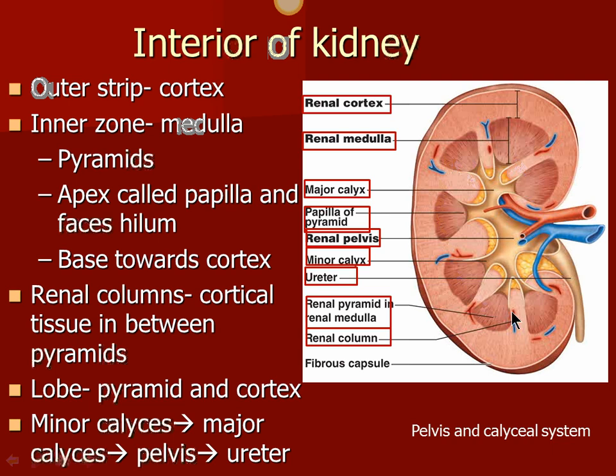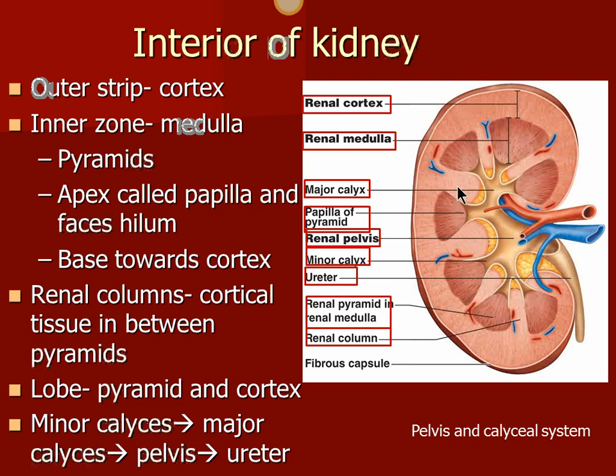You have about 8 or 10 of these pyramids. And in between the pyramids, you have a bit of cortical tissue which goes in and forms a little column in between. So this cortical tissue goes in between and separates the pyramids, and this column of cortical tissue which is present is known as the renal column. So it's called the renal column, okay?